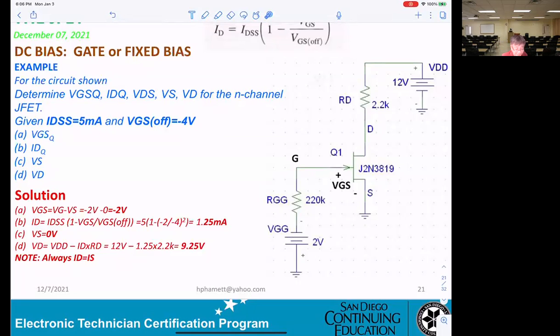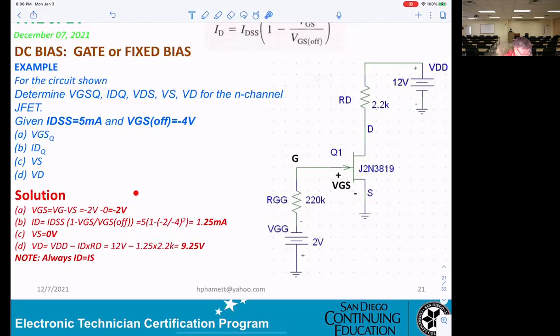So at least you must know how to do that calculation. Otherwise, you can go to the solution and exercise until there is no problem. VGS equals VG minus VS, and VG is minus 2 volts. VS, shorted to ground, will be 0. So VGS equals minus 2 volts.